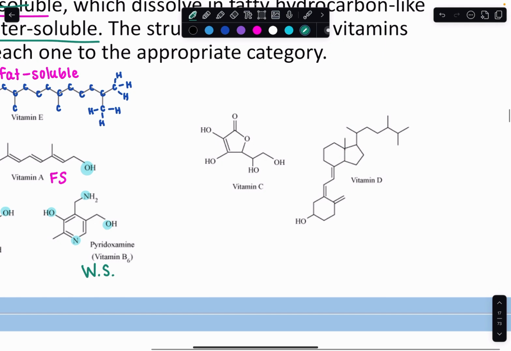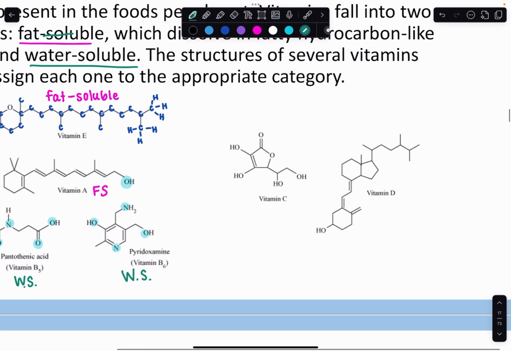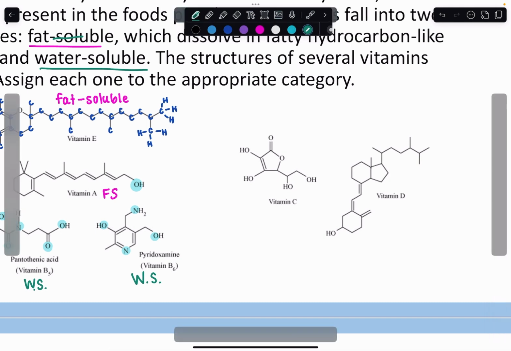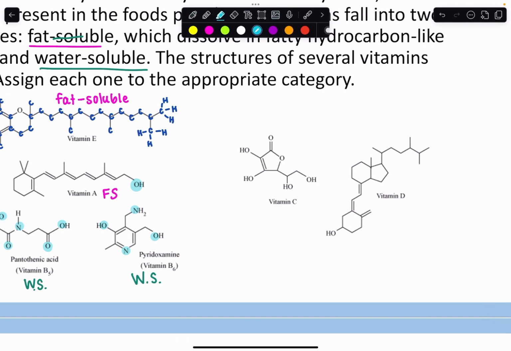Before I go through these last two, you might just pause and try to figure out if they are fat soluble or water soluble based on their structures. But if we look at vitamin C, again, we have a number of oxygens that have hydrogen bonding capabilities. This would be water soluble.